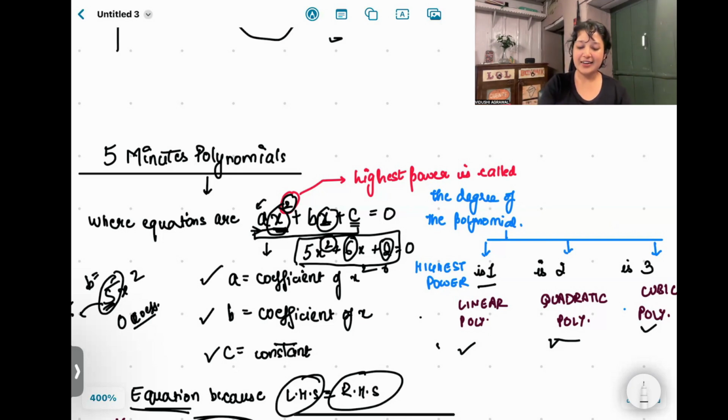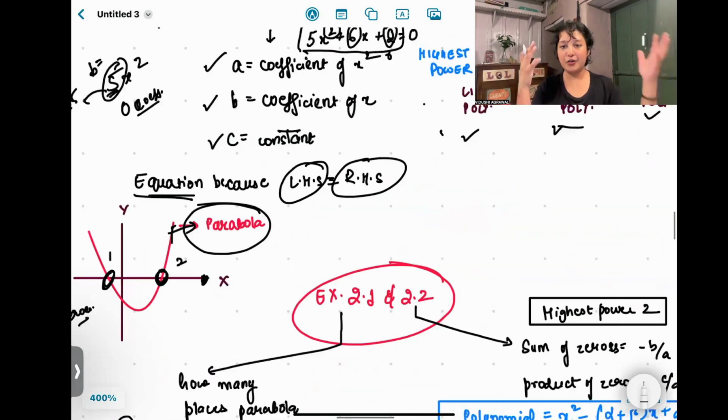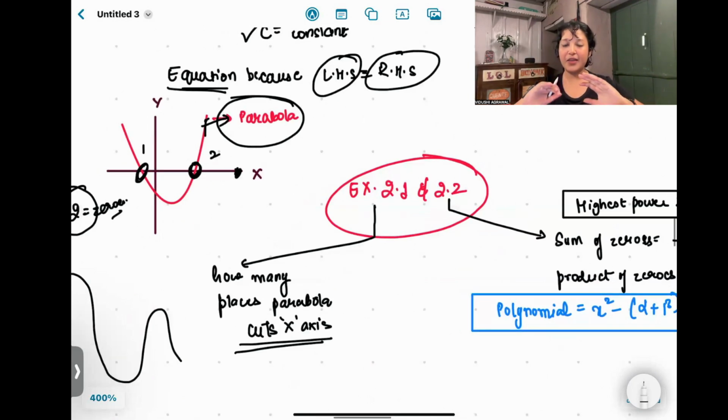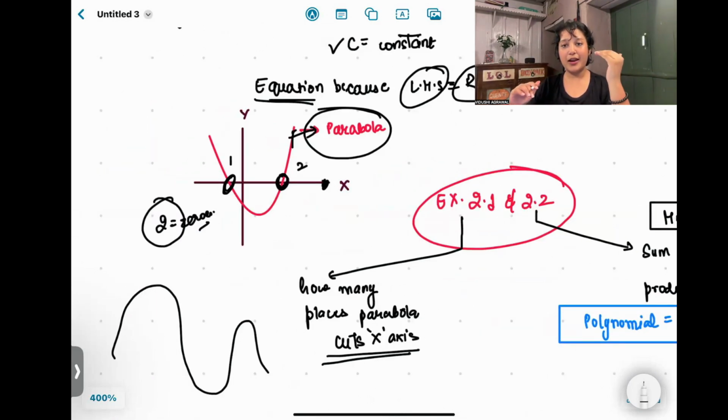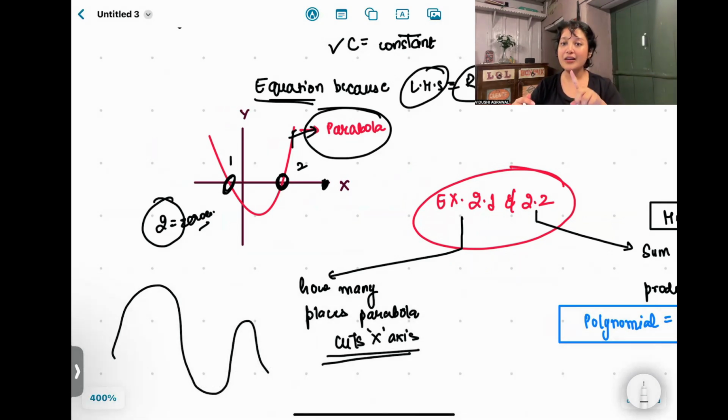Done. Second, this is a parabola. This is how we represent an equation in a graphical format. How many zeros is this parabola having? This is my first assignment, which is asked in MCQs as a 1 mark question. We look at the x-axis. How many times is this graph getting cut by the x-axis? These are the number of zeros we are having. Let's say here we are getting cut 1 and 2. So 2 is my answer.